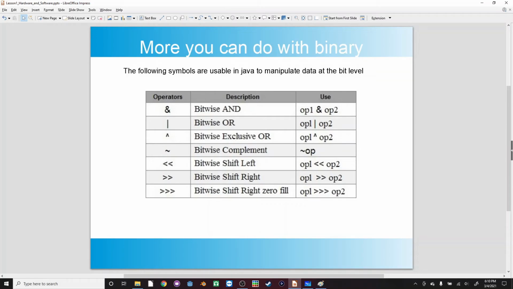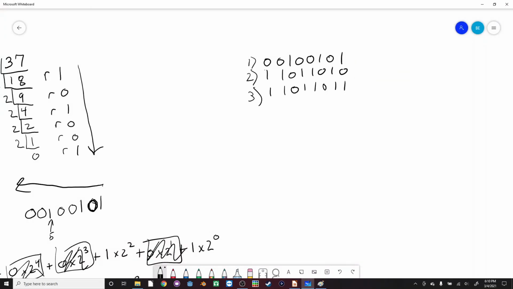There are more things you can do with binary; these are called binary operators. Bitwise AND, we'll talk a lot about these kinds of operators when we talk about if statements and logic. But if you give me the number 37 and the number 38, the result will be a bit-for-bit comparison. So let's say that I had negative 37 and 37, and I did an AND operator on it.